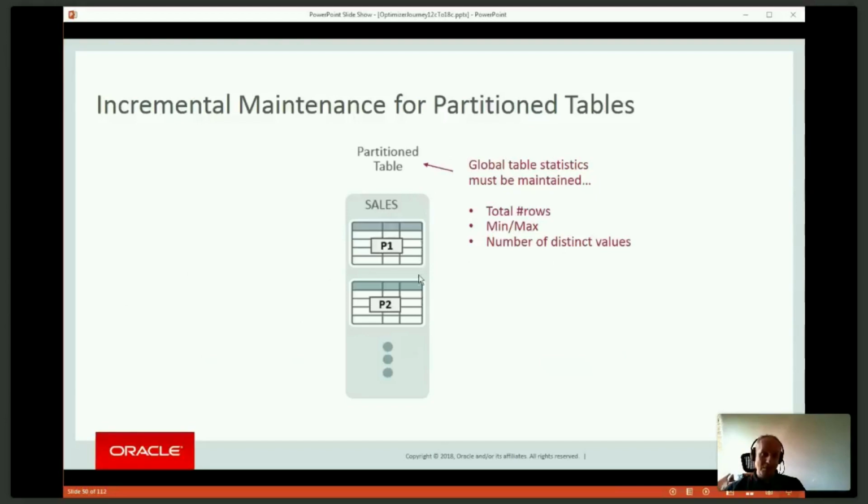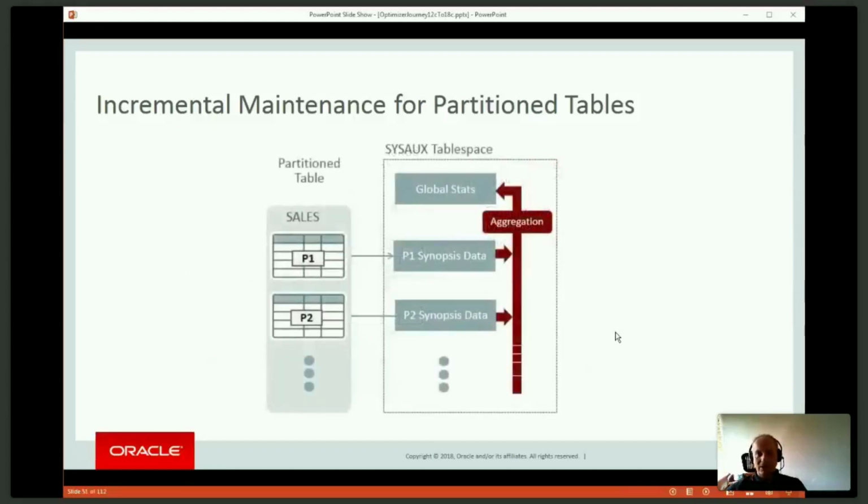Remember, this thing could be billions and billions of rows with thousands of partitions. You know, it's quite a big task. How do you maintain the global level statistics? So that's really the point of incremental statistics maintenance, in that the idea behind it is that we associate synopses data with each individual partition, and then we have an aggregation mechanism that maintains the global stats for you.